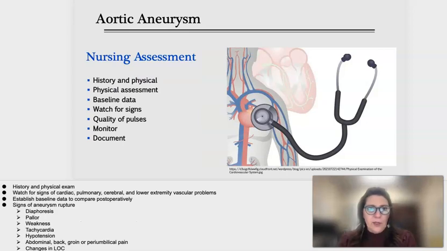So we're going to do a history and physical assessment. We're going to look at their baseline data, watch for signs. The signs of the aortic rupture, an aneurysm rupture, could be diaphoresis, pale, weak, tachycardia, hypotension, abdominal, back, groin, or periumbilical pain, changes in level of consciousness, and a pulsating abdominal mass. This is extremely life-threatening, extremely life-threatening.